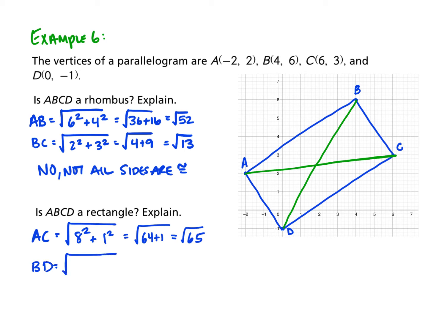I'm going to use that same formula. I'm going to look at, for B and D, the x coordinates are 4 and 0. So that's going to be a difference of 4, so 4 squared. The y coordinates are 6 and -1. 6 and -1 have a difference of 7. So the change in the y's is 7. So that's the square root of 16 plus 49, which is also going to be square root 65.